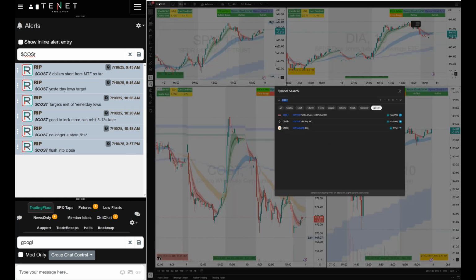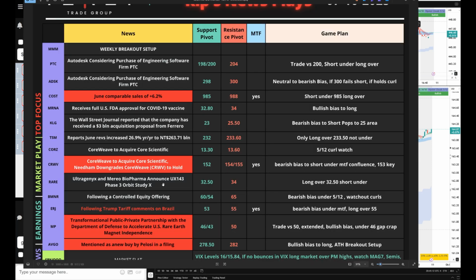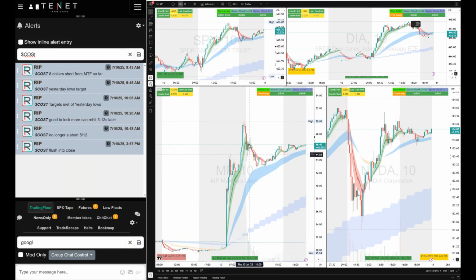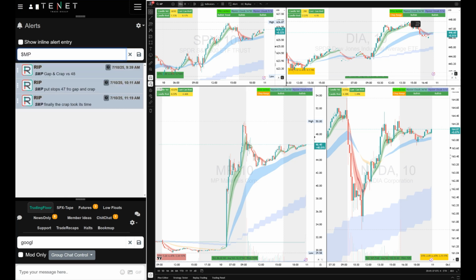The next one I'm going to look at is MP. So what was MP? MP was on our plan because it was gapping up because of that news on rare earth, Department of Defense. Whenever they talk about rare earth, MP starts to go. So the plan was to trade versus 50, extended bullish bias, under 46 is a gap and crap. So it never pushed over 50. So there was no reason to be long on MP.